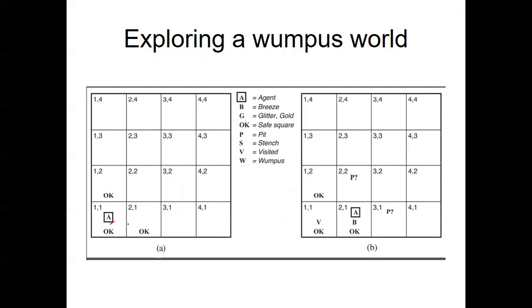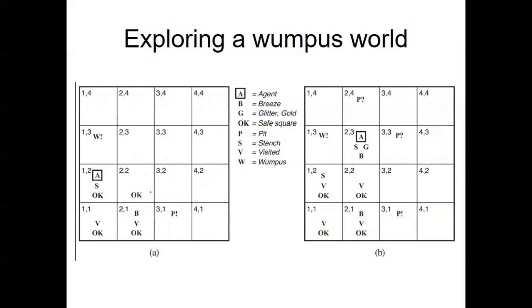Initially the agent was here, so it means he can go here or here. He comes here and experiences a breeze, represented as B. So a pit may be either here or here. So the agent comes back, and goes to the top. When the agent comes here, he experiences stench.